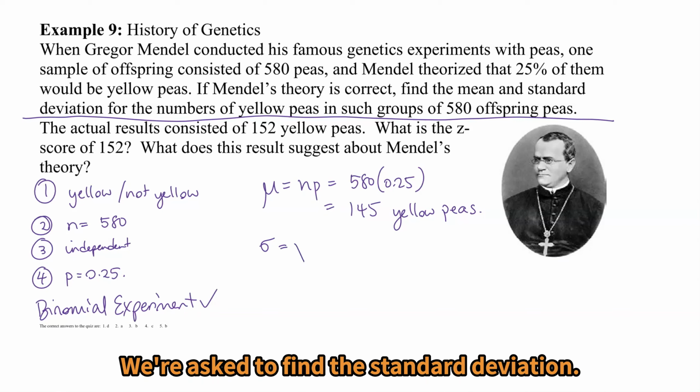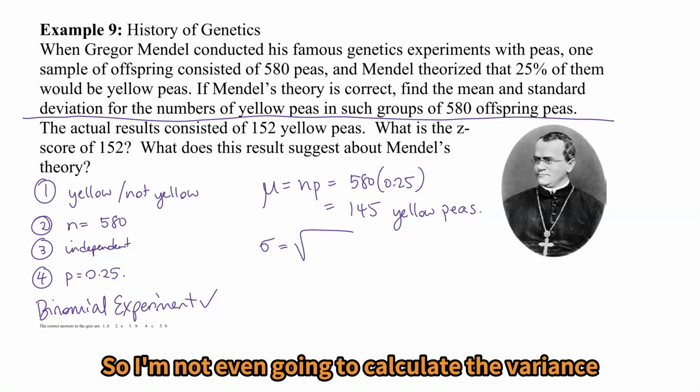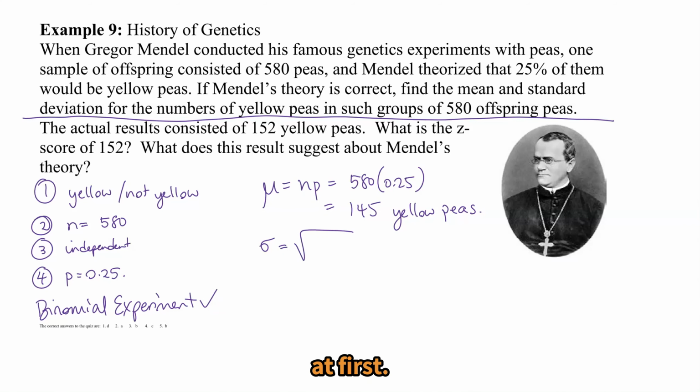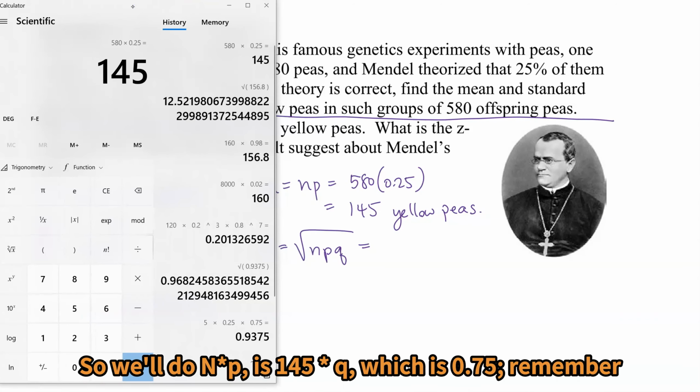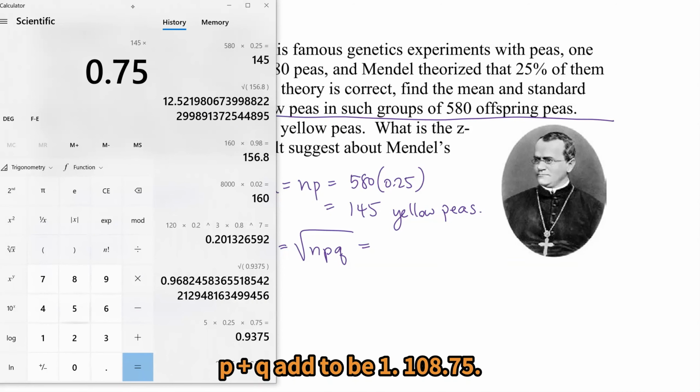We're asked to find the standard deviation, so I'm not even going to calculate the variance at first. It's inside my calculation for the standard deviation. So we'll do n times p, which is 145, times q, which is 0.75. Remember, p and q add to be 1.